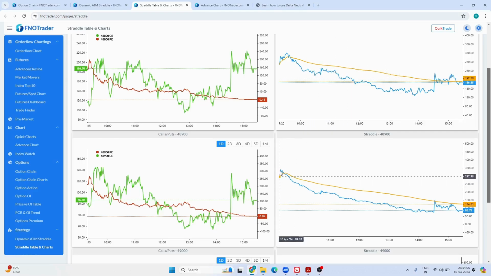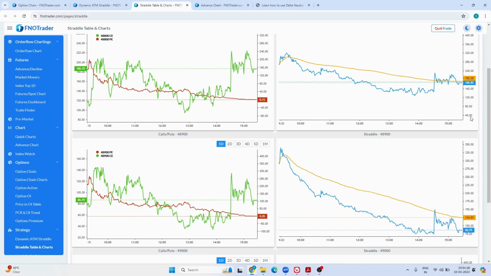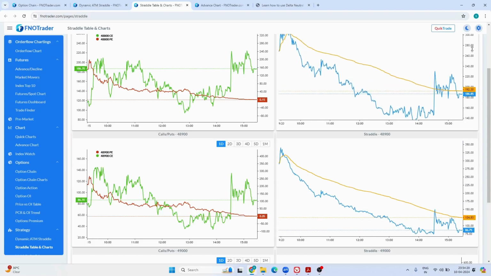Okay, but you see, if you would have sold 48,900, you would have been pretty cool because your MTM fluctuations are not that much compared to your 48,800. Okay, you can see here, compared to, you can see that here. Okay, this is on the static straddle.